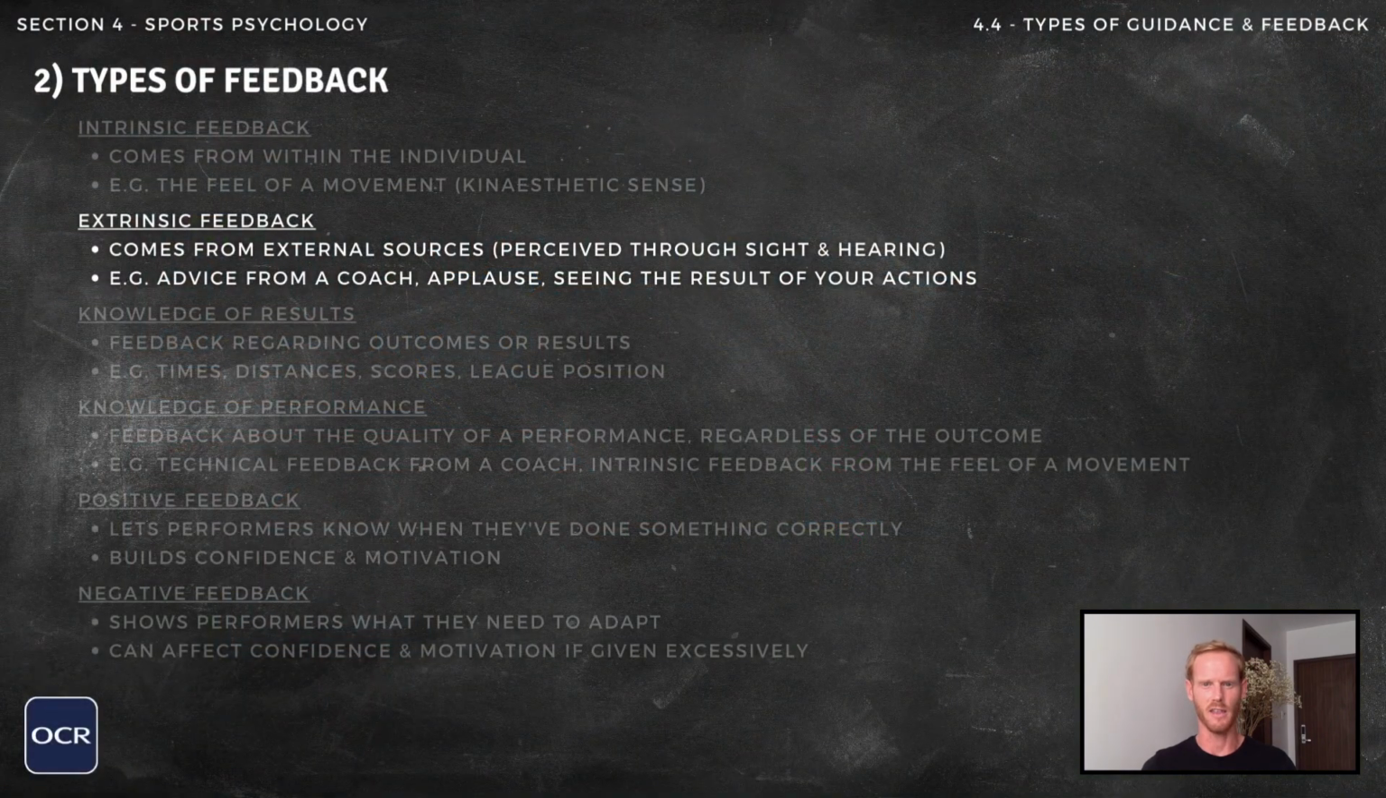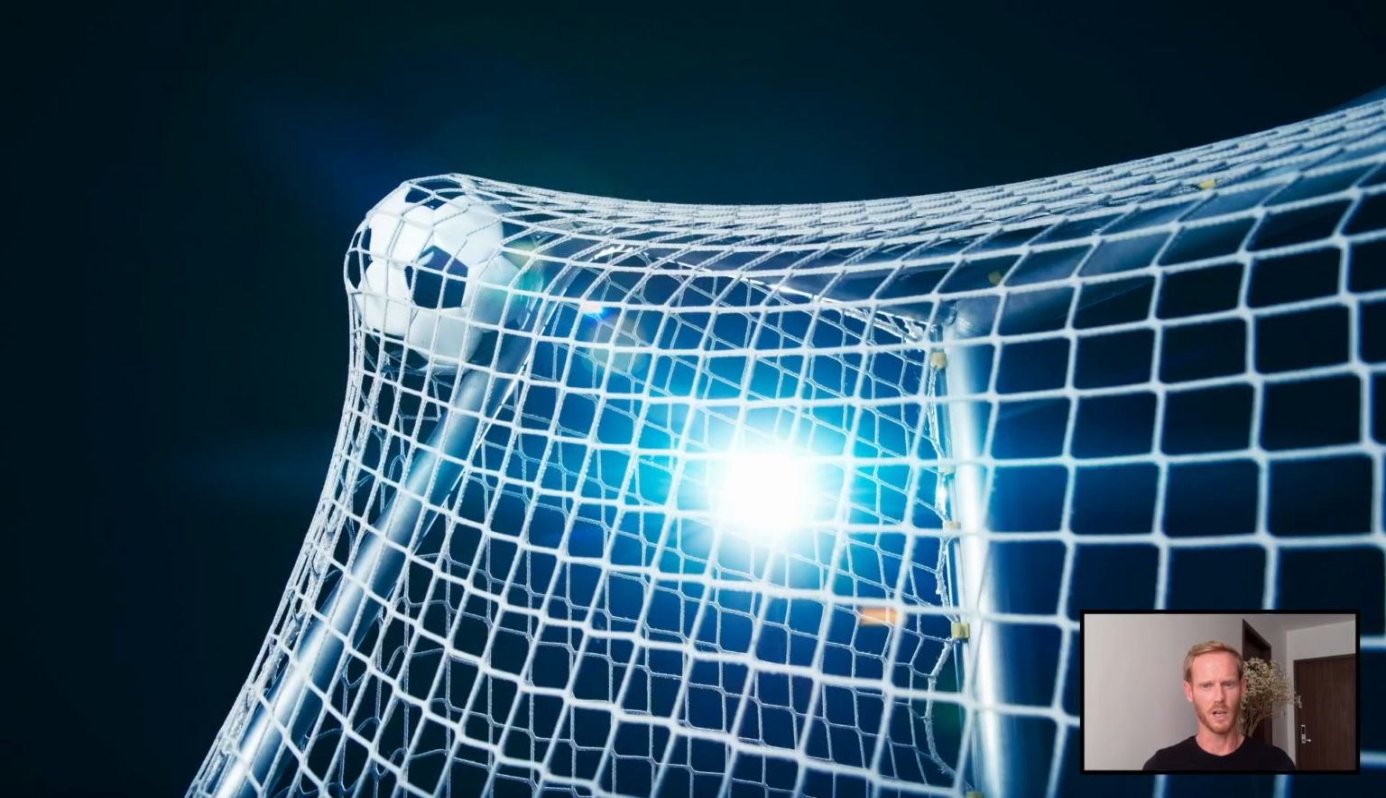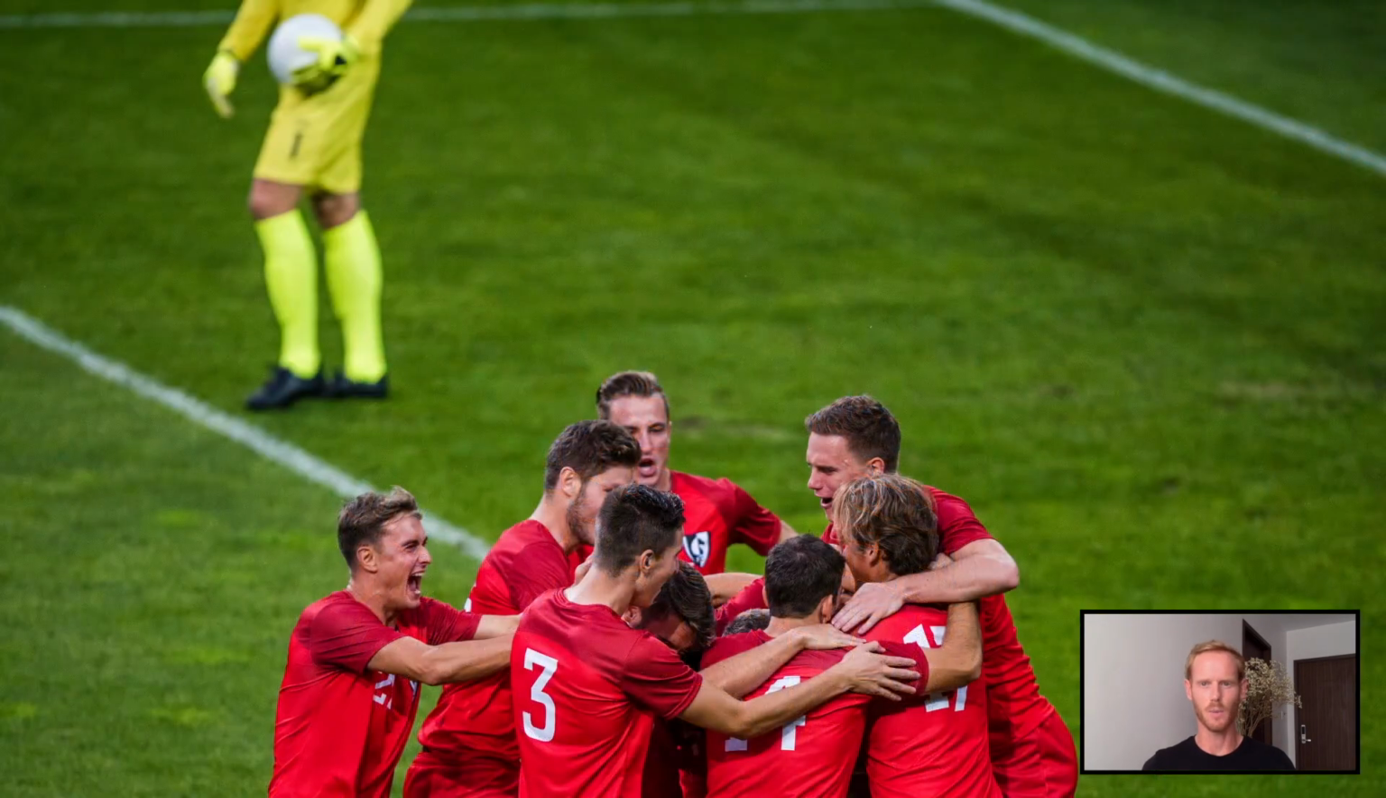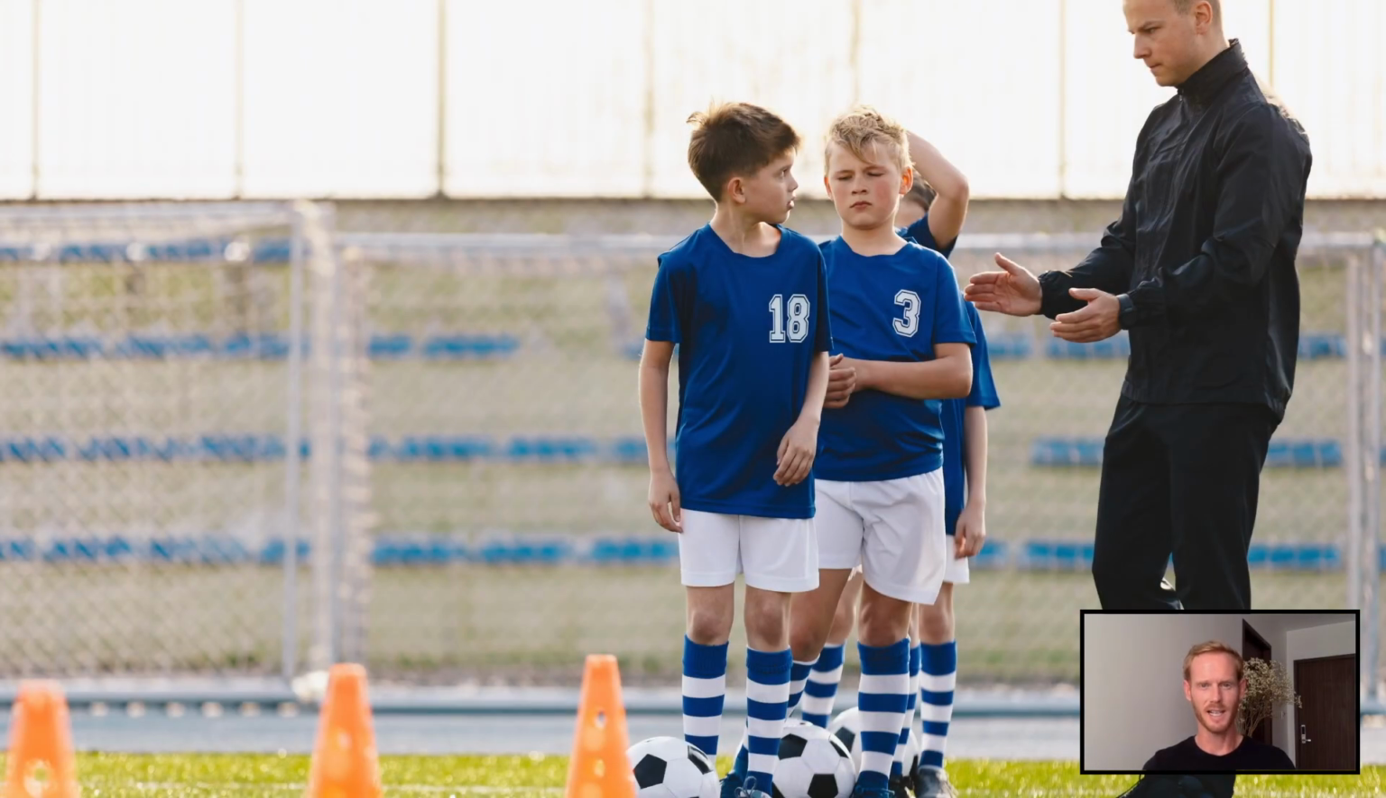Extrinsic feedback, on the other hand, is feedback that comes from external sources and is perceived through the senses of sight and hearing. For example, when a footballer scores a goal, they see the ball hit the net and hear the celebrations of teammates and fans. After the game, they receive more extrinsic feedback in the form of congratulations from the coach. Extrinsic feedback is particularly important for beginners as they don't yet have the experience to interpret their own intrinsic feedback.